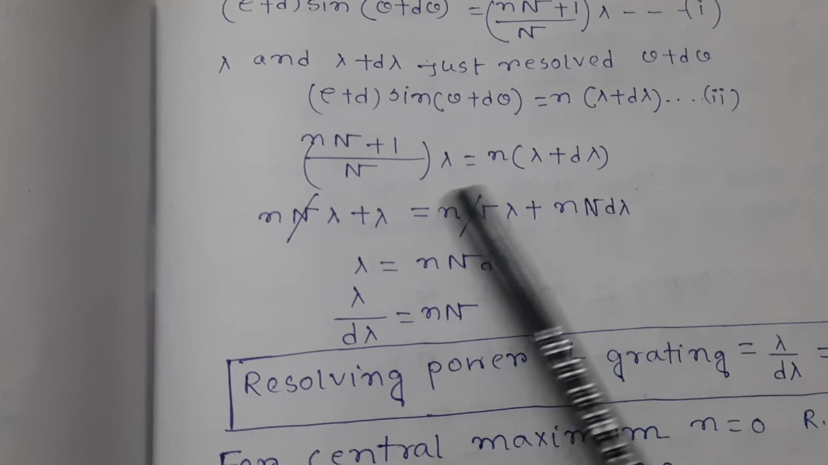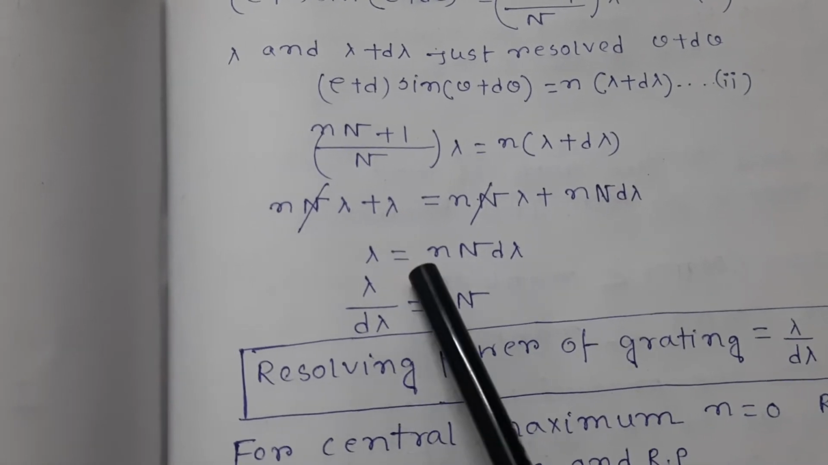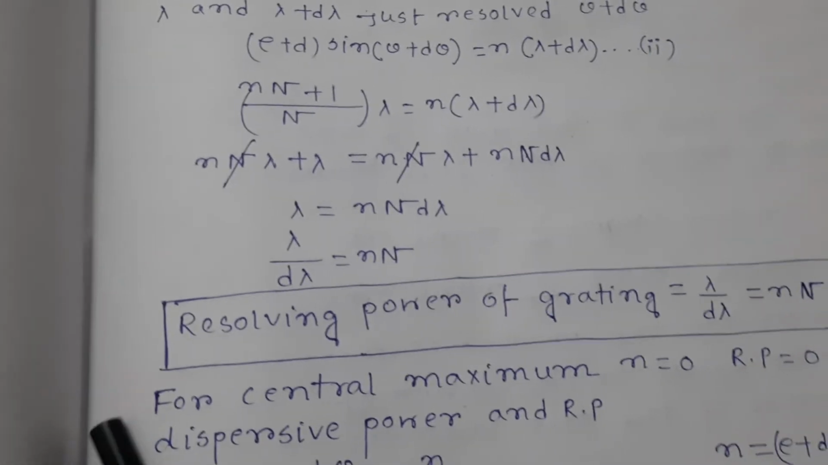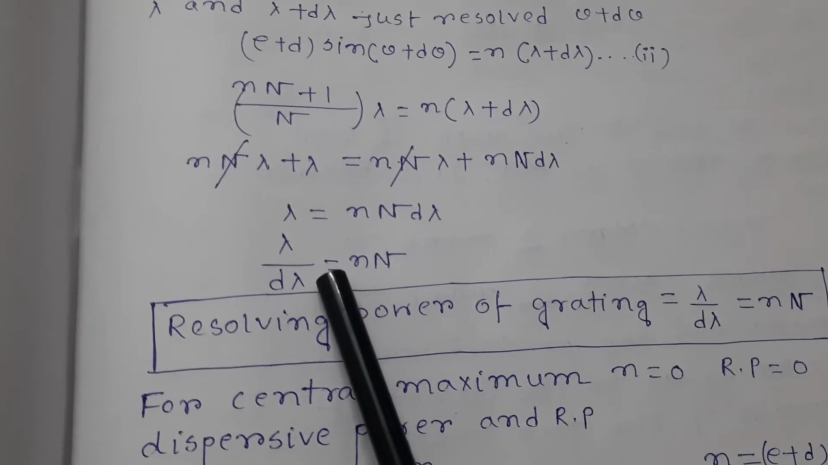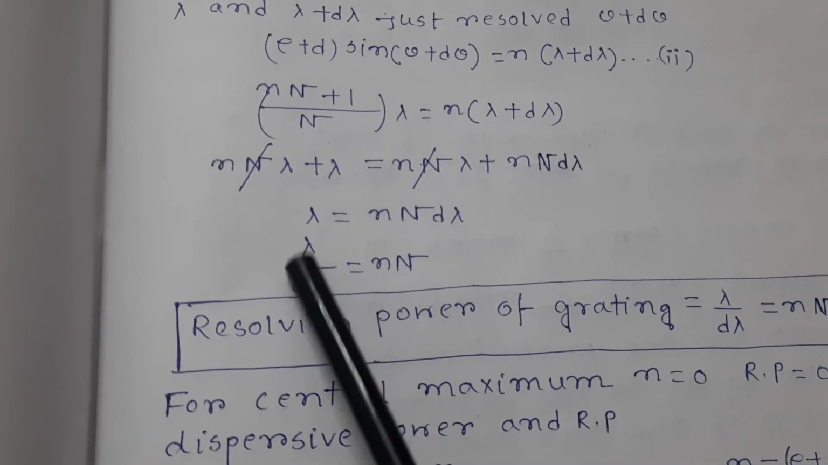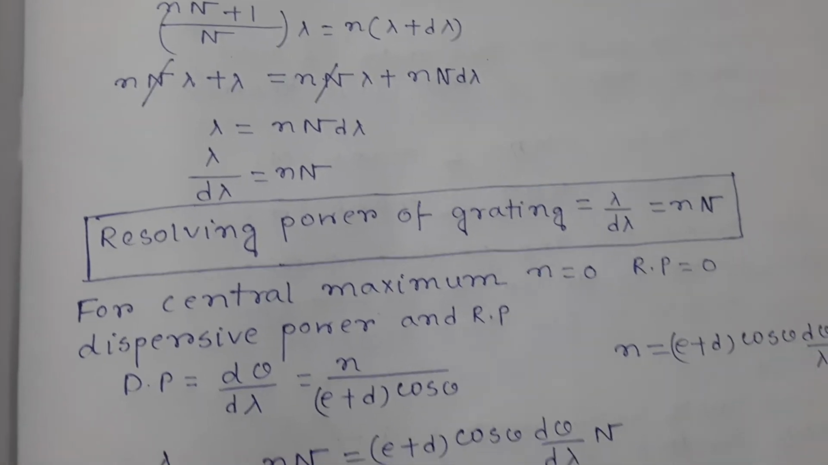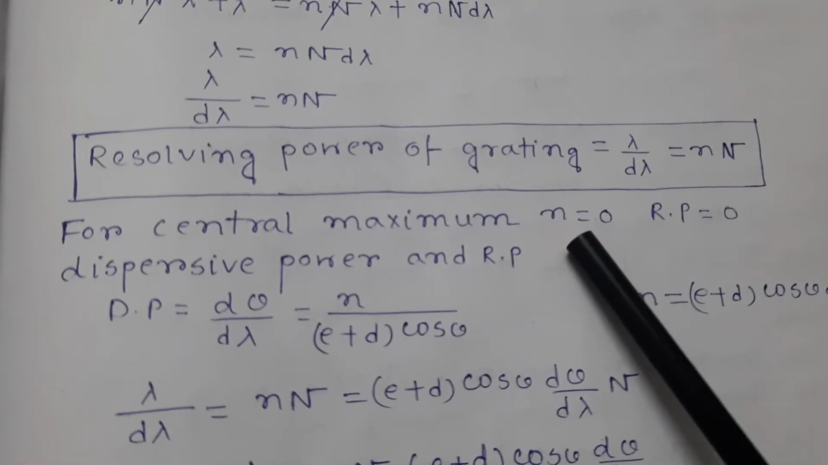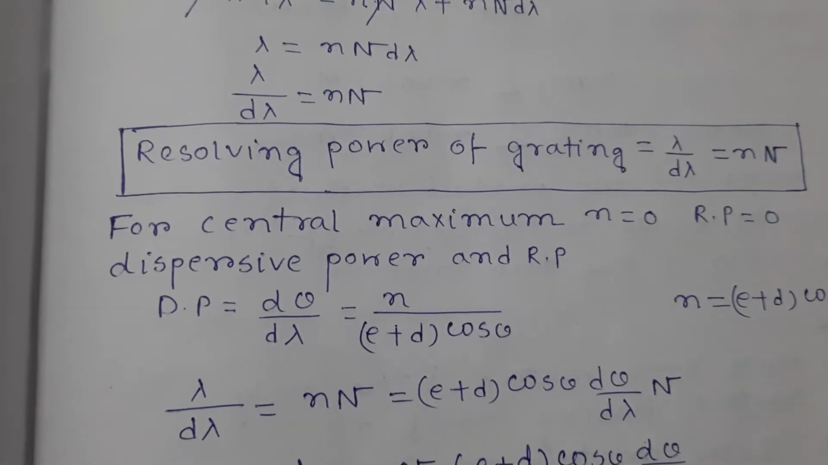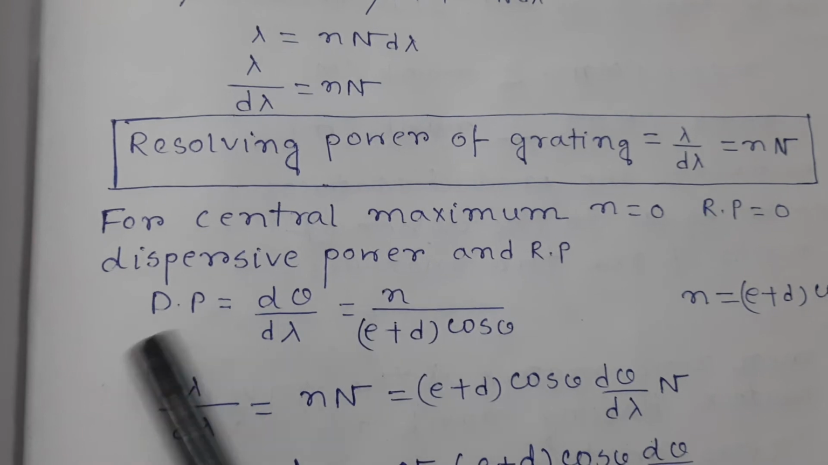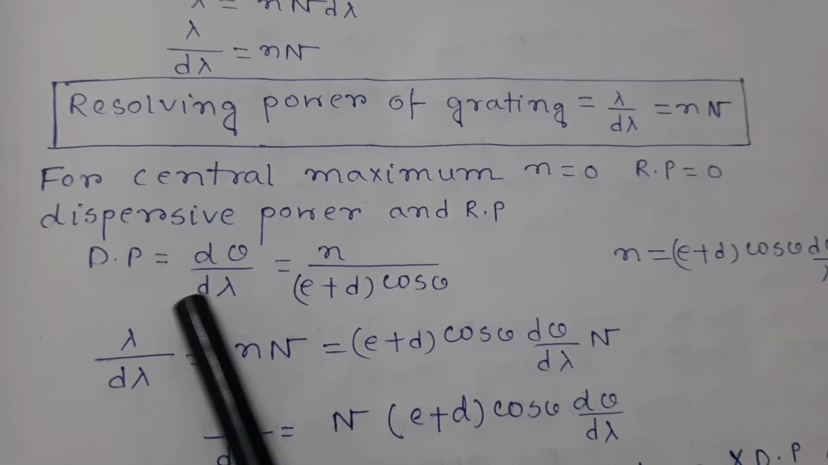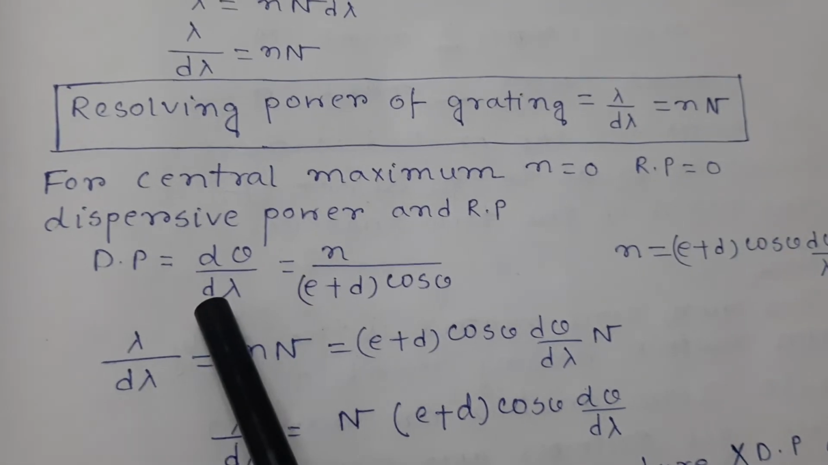So equating this part, after calculation we get lambda by d lambda is equal to small n into capital N. So the resolving power of grating is small n into capital N, because the resolving power formula is lambda by d lambda. For central maxima, small n equals 0 and resolving power equals 0. So for central maxima, dispersive power, that means dp, is equal to d theta by d lambda. This is just a formula: d theta by d lambda.